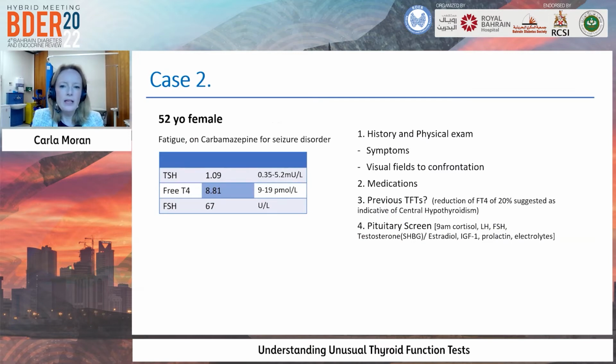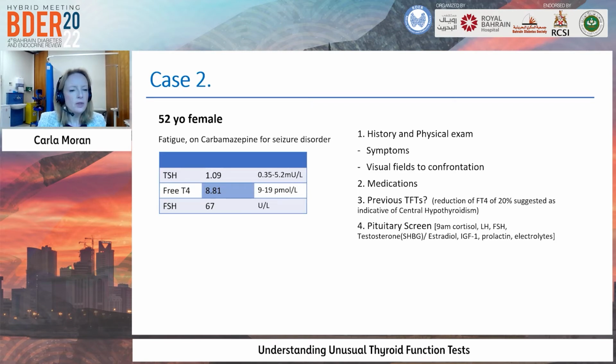So if I go back to my patient, when I see these patients, I obviously take a history and perform a physical exam, particularly to include visual fields to confrontation. I'll review their medications to see if there's any medications that can cause this pattern, and previous TFTs can be helpful. It has been suggested that a fall in T4 of 20% over time is suggestive of central hypothyroidism. So it can be helpful to dig out previous TFTs. And I perform a laboratory pituitary screen.